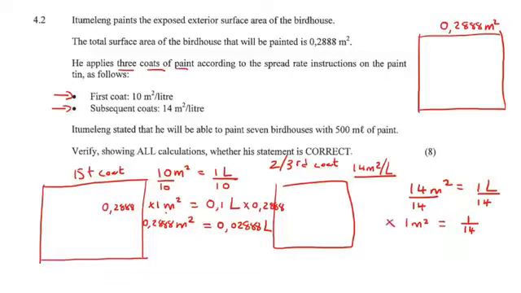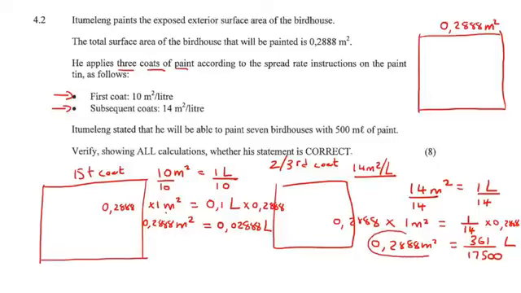Then I'm going to multiply both sides by 0.2888, and that'll give us 0.2888 meters squared over here. And on this side, don't round off, it'll give you 361 over 17500. So what that means is that if you want to paint with the second coat this amount of area, you're going to use this many liters of paint.